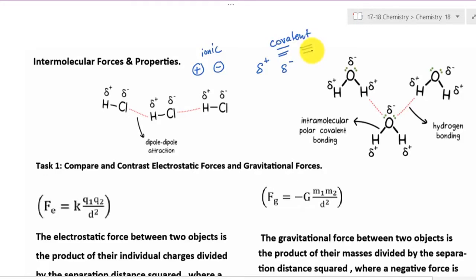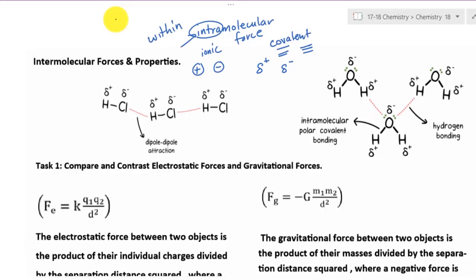Okay? Now, that is happening within the molecules. This force happens in a molecule, and that particular force is called intramolecular force. So intra is within a molecule. Okay? Now today we are looking at a larger picture, and we look at how those molecules interact with each other.